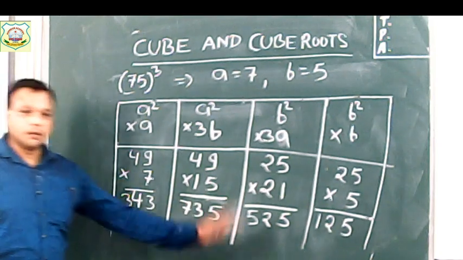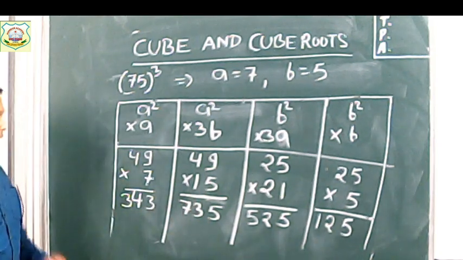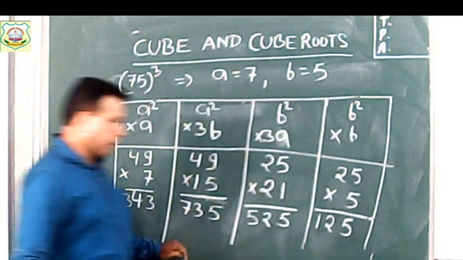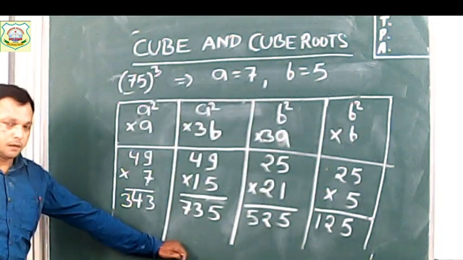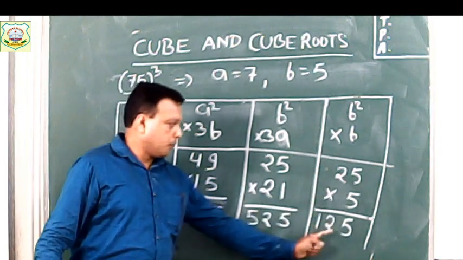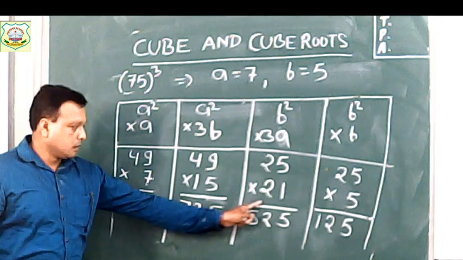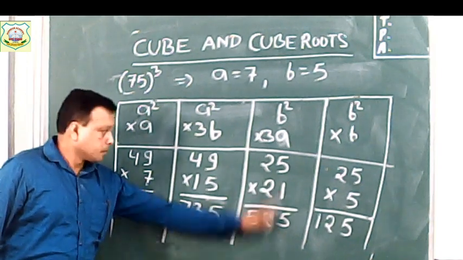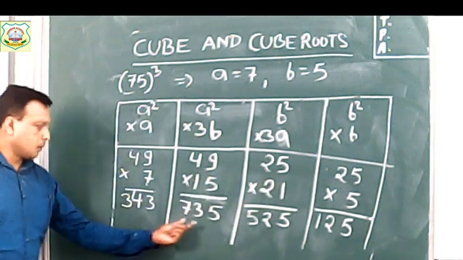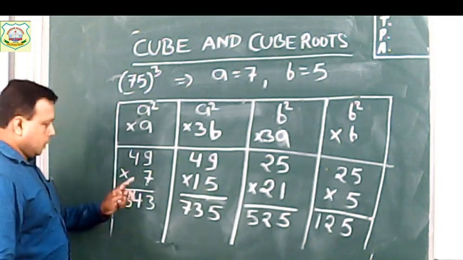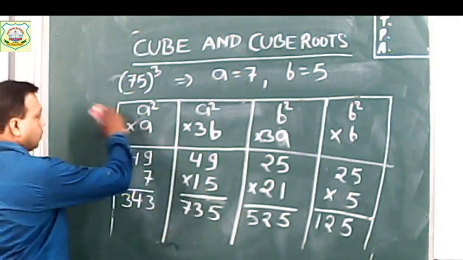We have got this one. Students, now see everyone. Up till here I think everyone understood. 25 multiply 5 is 125. 25 into 21 is 525. This one is 735 and 343. There is no space, so we just remove.